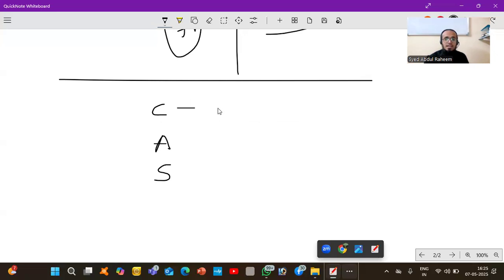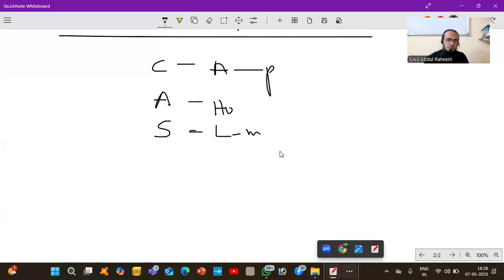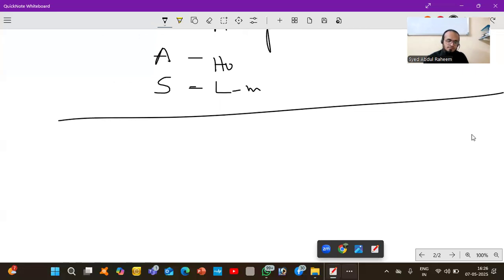Coronal is anterior to posterior, from front to back. It will continue; as we cut potatoes into slices, likewise it will cut the parts of the organ. Axial is perpendicular, and sagittal is lateral to medial, or horizontal. This is the thing we have to remember: the planes.